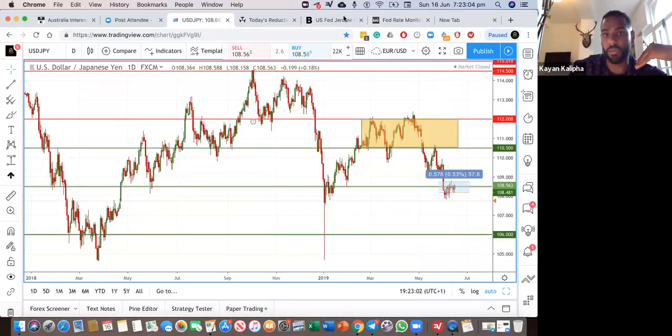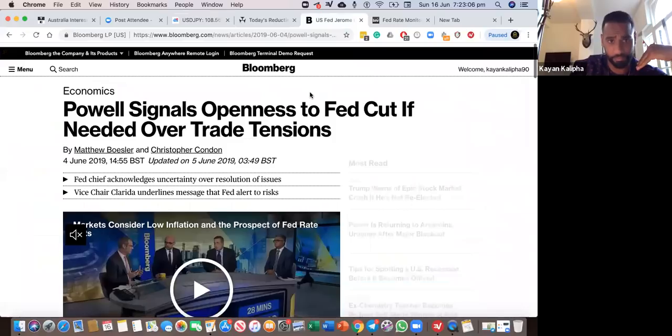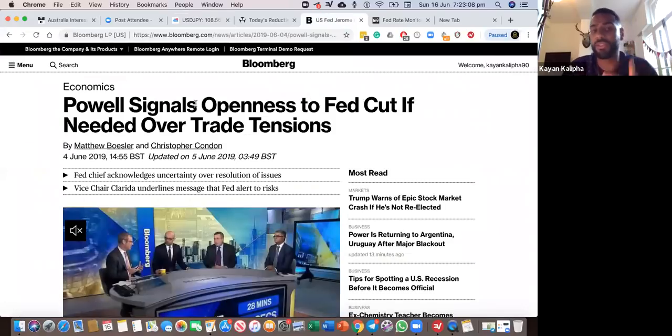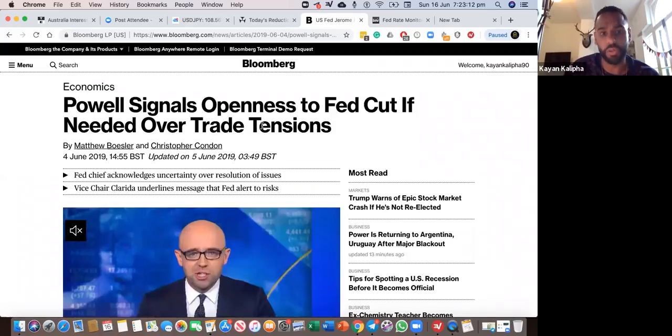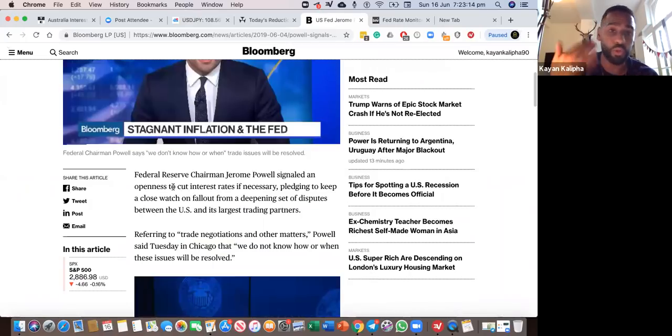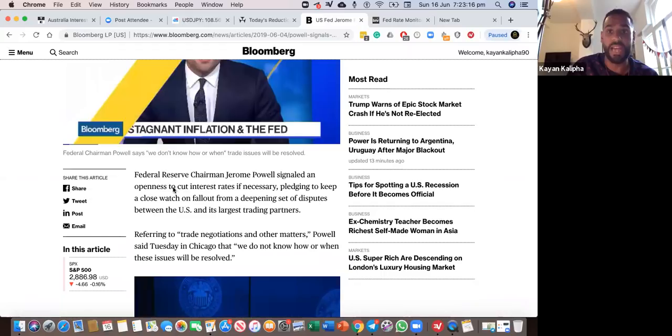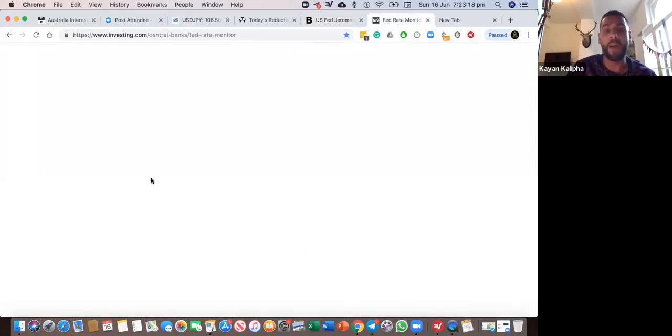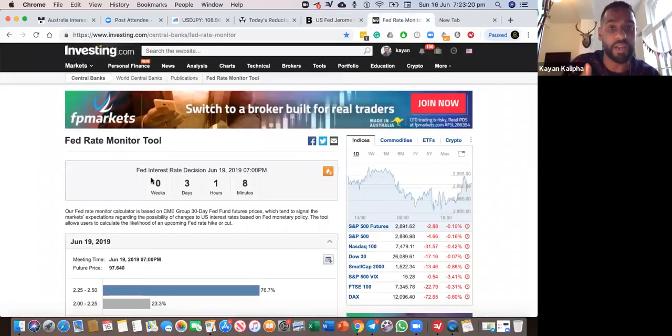So if I show you some of Jerome Powell's comments: Powell signals the Fed will cut if trade tensions get worse. So this is the market, this is Bloomberg, they're all talking about these rate cut expectations. And if you look at the Fed monitor, this is how much the markets are pricing in these rate cuts. And if it does play out, this will quickly get priced into the value of the US dollar.